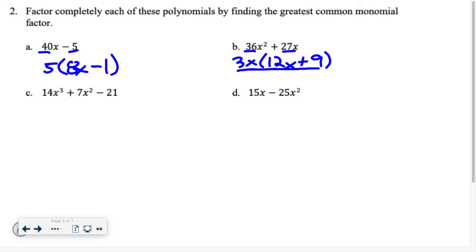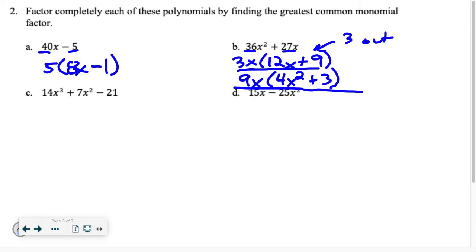Here's the thing. If I'm taking another 3 out of this part, what I'm going to have is 3 times 3x is going to give me 9x. And then I'm going to be left with 4x squared. And I take a 3 out of the 9, that's going to give me a plus 3 there. This is my final complete factorization right here.